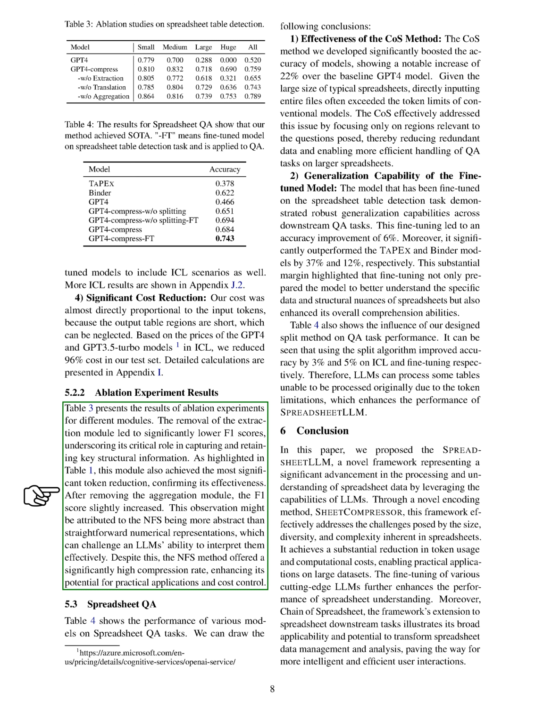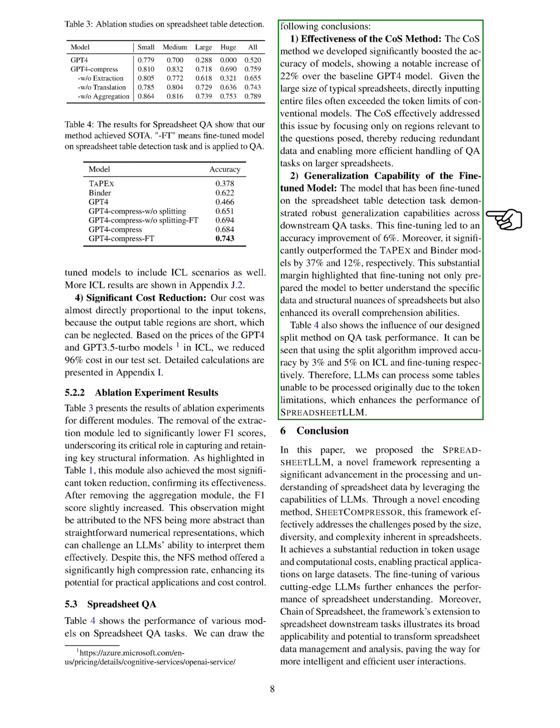Our findings revealed the following. 1. The CUS method we developed significantly improved model accuracy by 22% compared to the baseline GPT-4 model. This method focuses only on relevant regions in large spreadsheets, addressing token limits and enhancing efficiency in handling QA tasks.